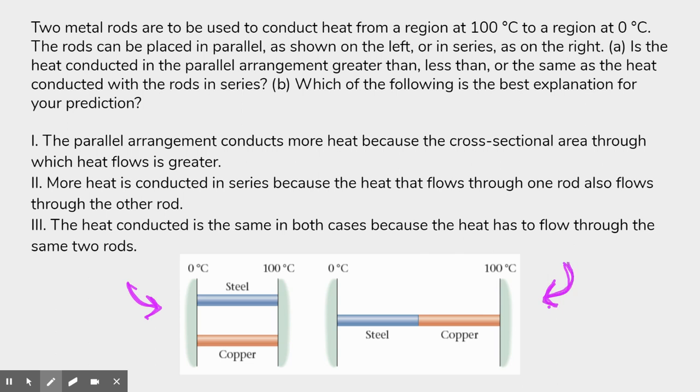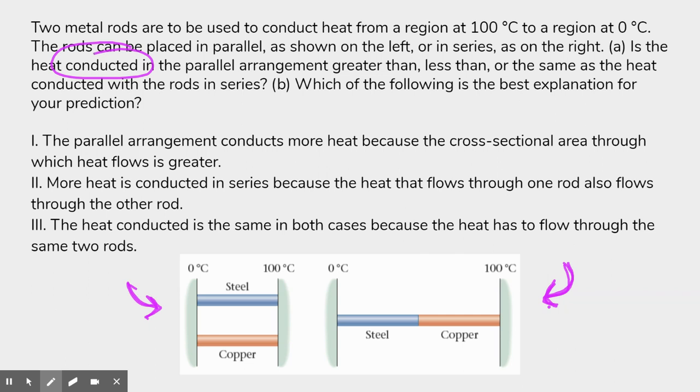All right, so let's consider a couple of things. When we want to know how much heat is conducted, so this has to do with conduction, something we talked about towards the end of the last video, then we have to consider the cross-sectional area. That's one of the things we have to consider. We also have to consider our temperature difference across, from one end of the rod to the other.